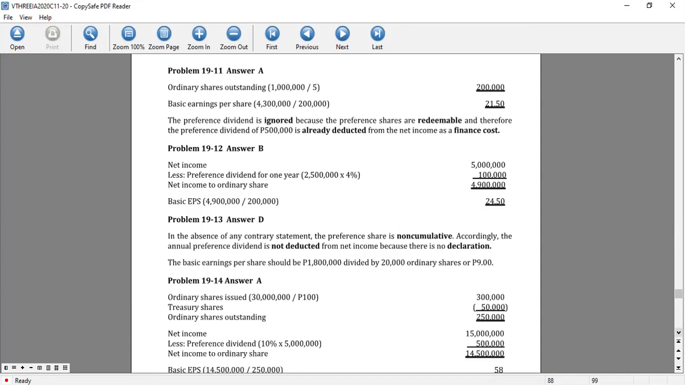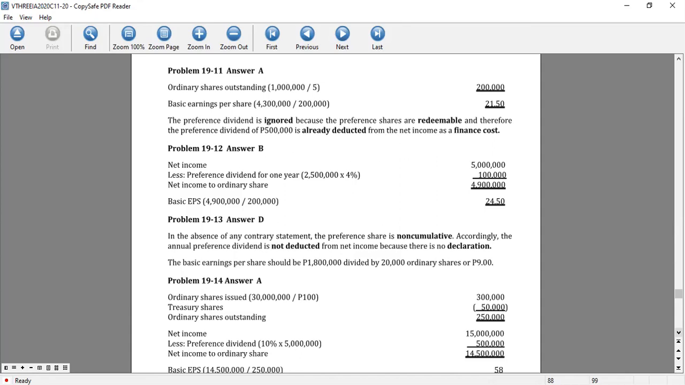Since we are given the net income of 1.8 million and the income tax rate for the year was 30%. In the absence of any contrary statement, the preference share is non-cumulative. Accordingly, the annual preference dividend is not deducted from net income because there is no declaration and the preference share is non-cumulative. But if it's cumulative, then it has to be deducted.